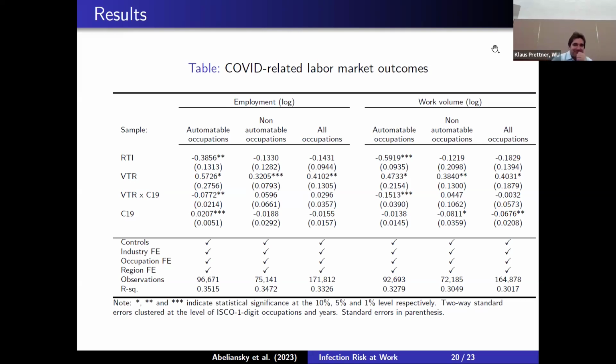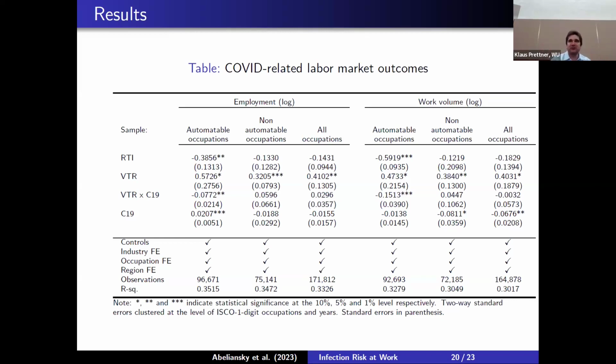Yeah, and then another thing that we thought about is that if this is the story, this infection risk, then we should actually observe stronger effects on the work volume than on employment itself, because we had the furlough schemes in Austria, right? So we had this Kurzarbeit, where the government subsidized workers, or firms actually, so that they did not kick the workers out, but just sent them home with, I think, 80% of the pay, but 0 hours.